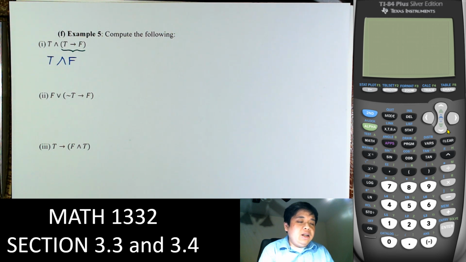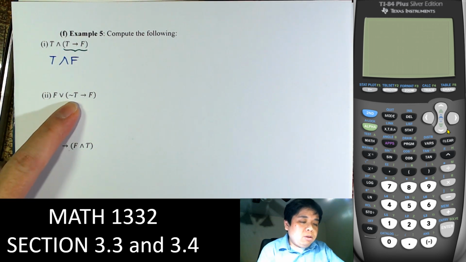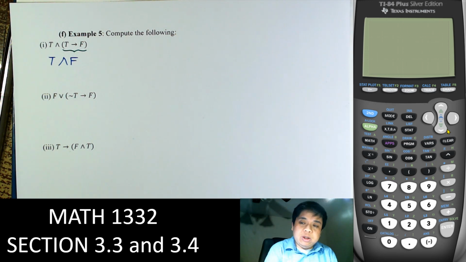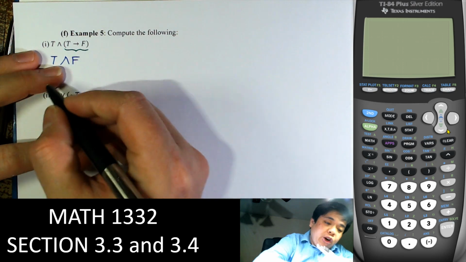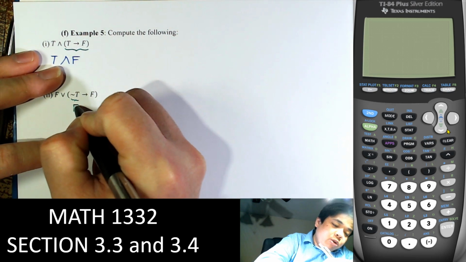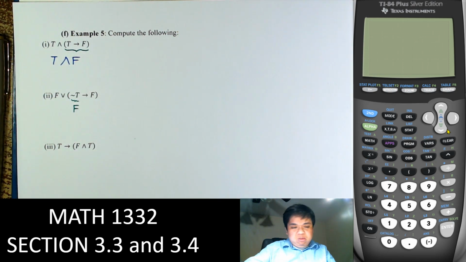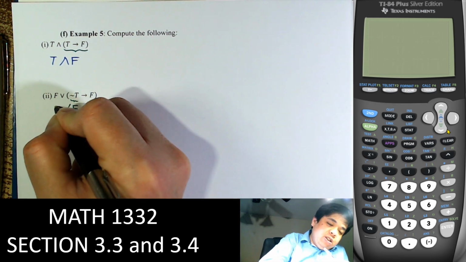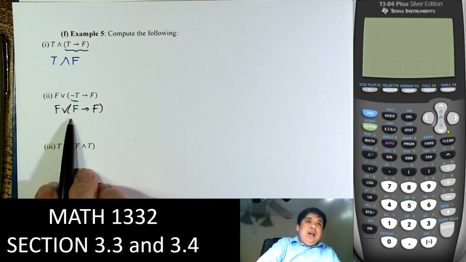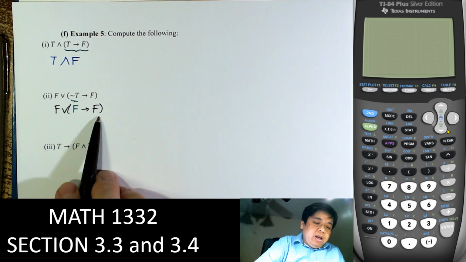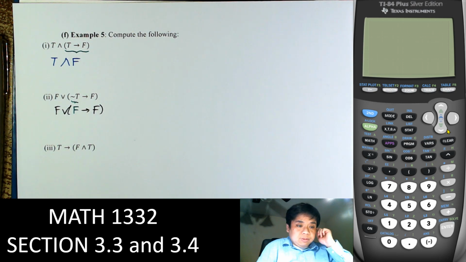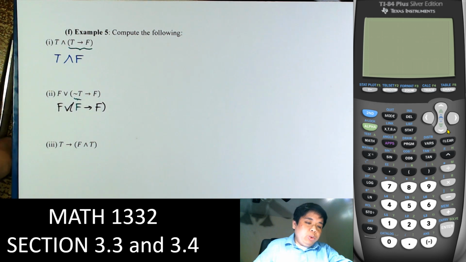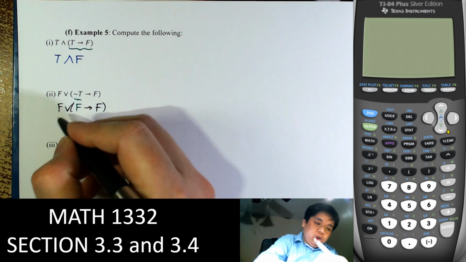Right, next, false or not T implies F. Not true implies false. So if we do one at a time, not true, it's going to be false. Right, for sure. Now we just have this. So false implies false. Well, if we start with false, doesn't matter what it implies to, it's always true. So in here, it's going to be true.